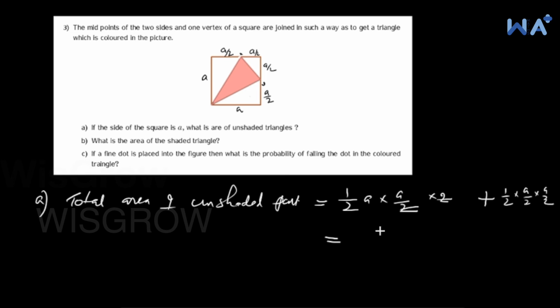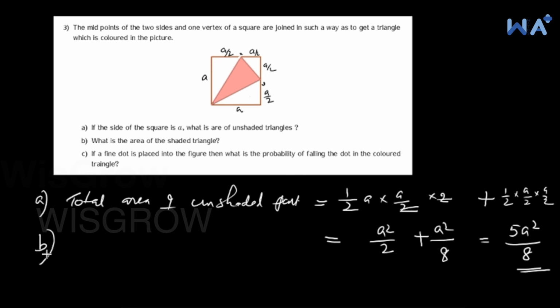കട്ട് ചെയ്ത് പോകുന്നു, a squared by 2 plus a square by 8, that is equal to a square by 2 plus a square by 8, that is equal to 5a squared by 8. ആഡ് ചെയ്യുക, 8a square, 2a square, therefore 10a square by 16, therefore 5a square by 8.